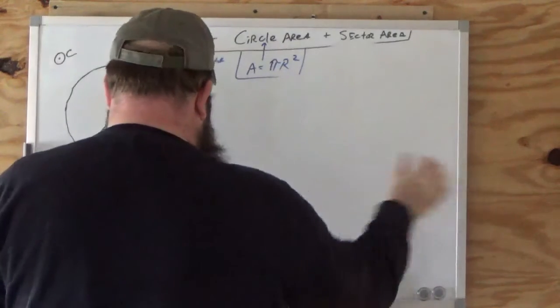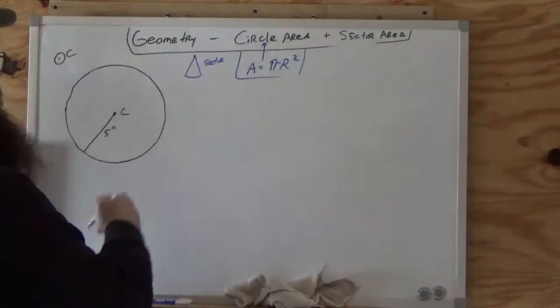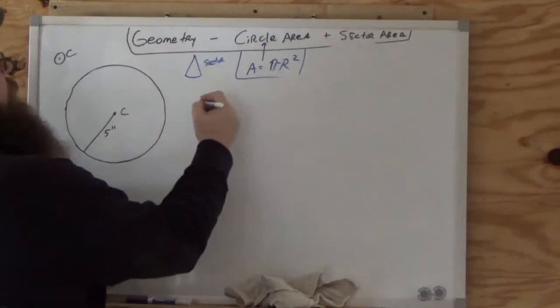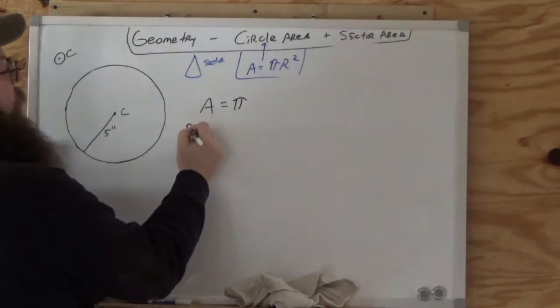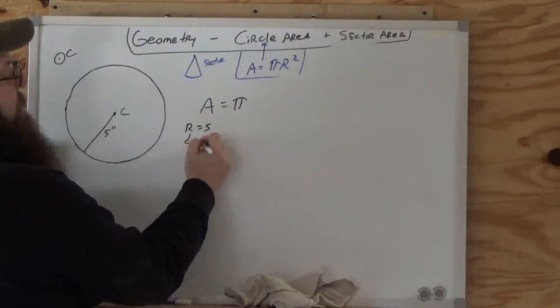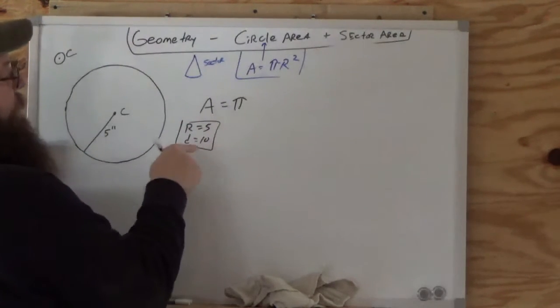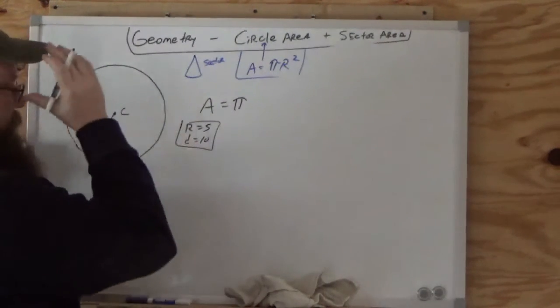Pi r squared. Real quick problem. Let's take a look at this problem. Find the area. Pi, what's my radius? Again, r is 5. What would d be? D would be 10. I know we don't need the d, but I'm just putting that there so you can think about it.